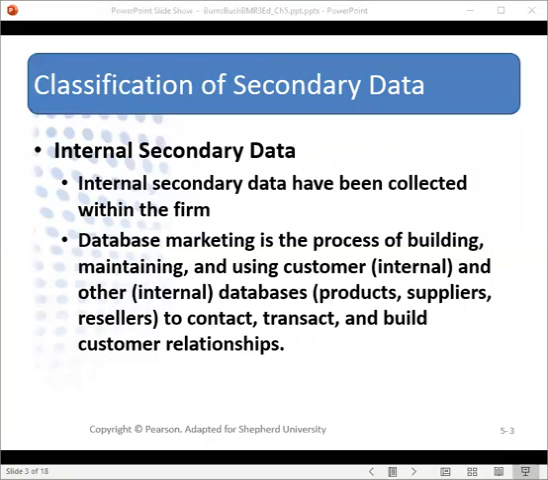Internal databases consist of information collected by a company, usually during the normal course of business transactions, and companies use their internal databases for the purposes of direct marketing and to strengthen relationships with customers. And this is known as customer relationship management, CRM. Data mining is a type of software available to help managers make sense out of the extensive masses of information that can be contained in these types of databases.